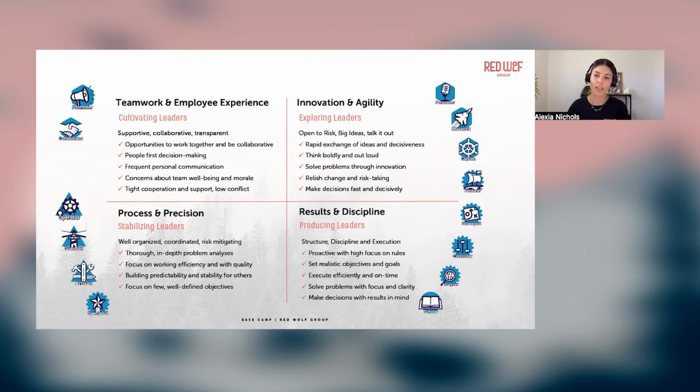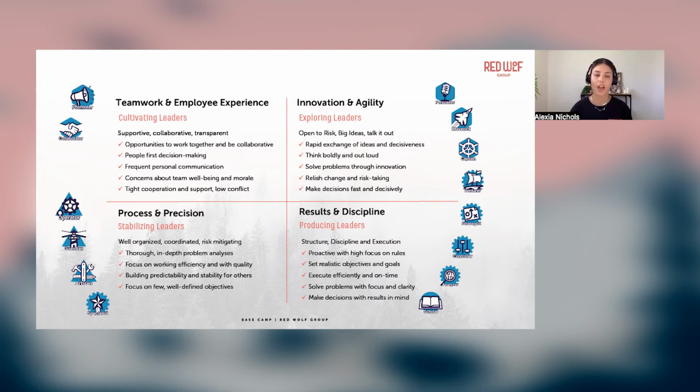For them, quality is of utmost importance, and making sure that things are running efficiently and smoothly. So how can they streamline processes to make things run even quicker and better? They will also be really predictable and stable. So these types of people will probably enjoy routine, will enjoy doing repetitive tasks, and they will prefer to focus on a few well-defined objectives.